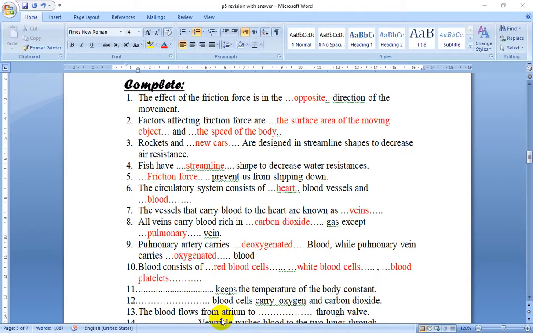Number 11. Keep the temperature of the body constant. So this is blood.